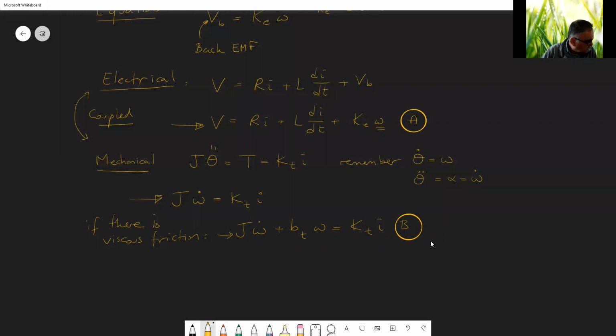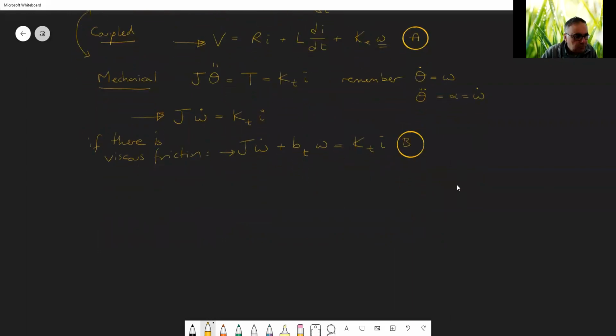As we know, what is our input and what is our output in this case? Our input for a motor is the voltage input, V. Our output is the quantity we're interested in, usually the angular velocity, omega. So we would like to obtain a relationship between omega and the voltage.